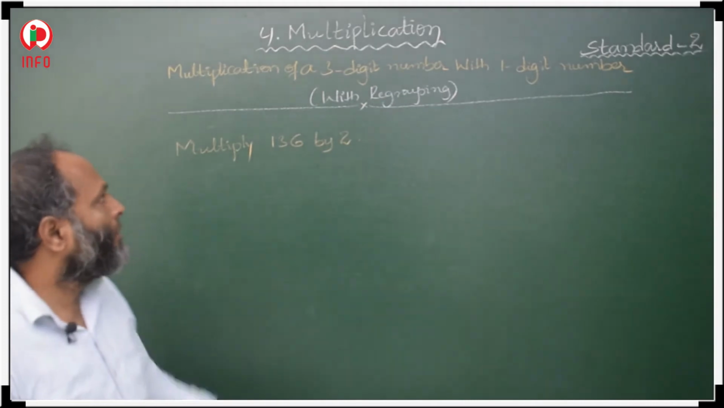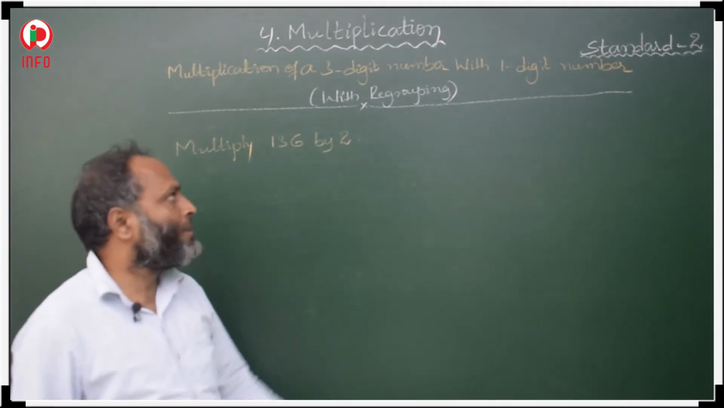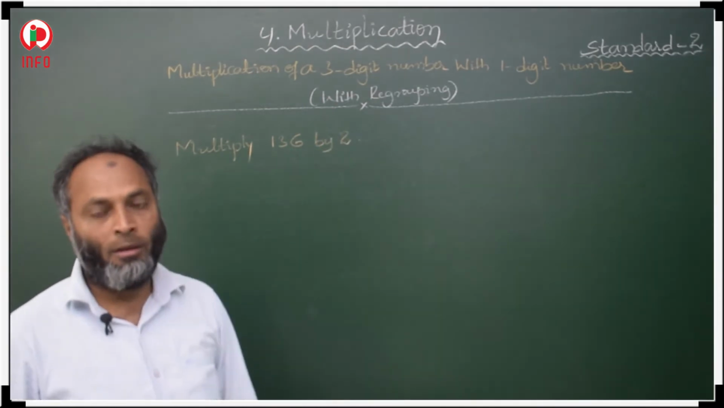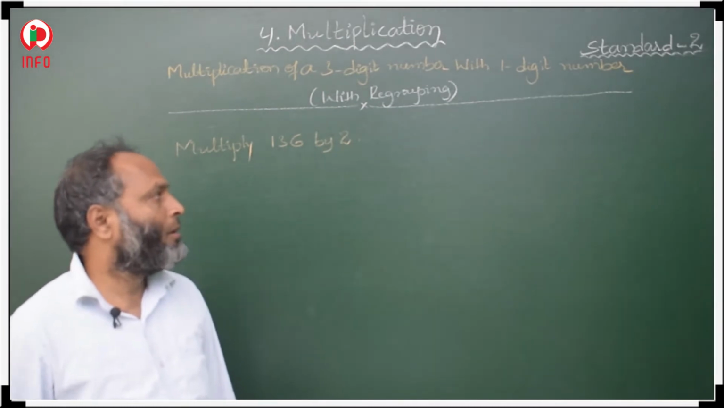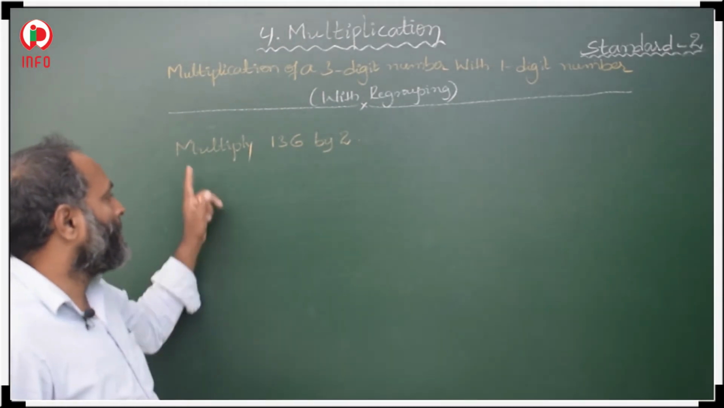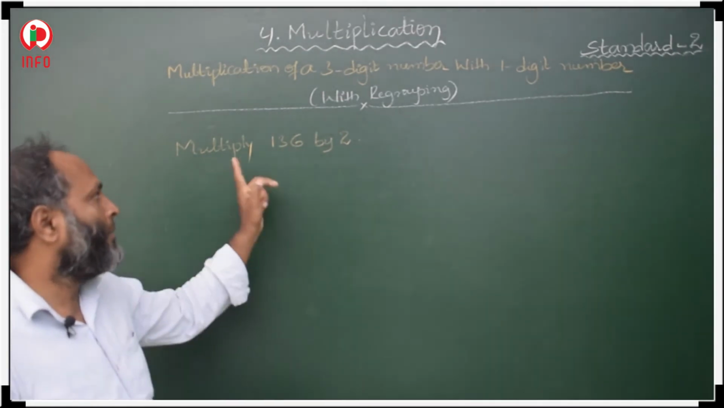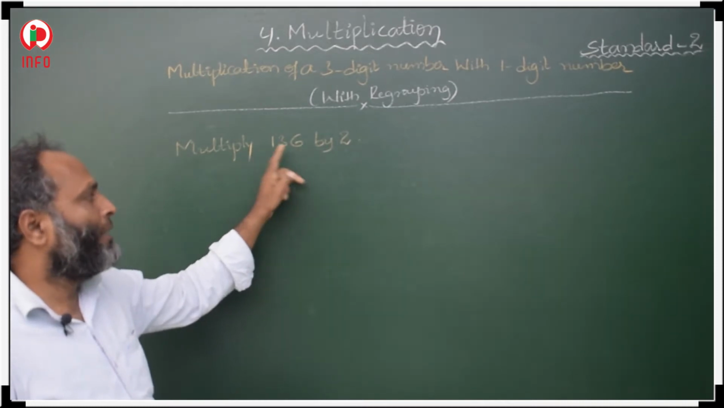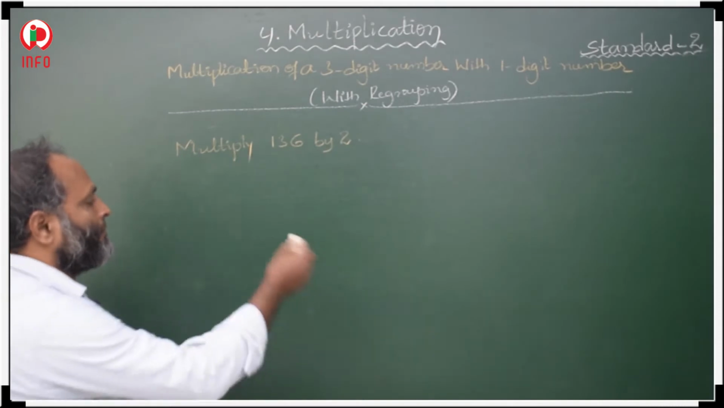Next concept, multiplication of a 3-digit number with a single digit number, the same concept here with regrouping. Without regrouping we did already, so now we are going to do it with regrouping. How to do it? See here. For example, multiply 136 by 2. How to multiply? See here.